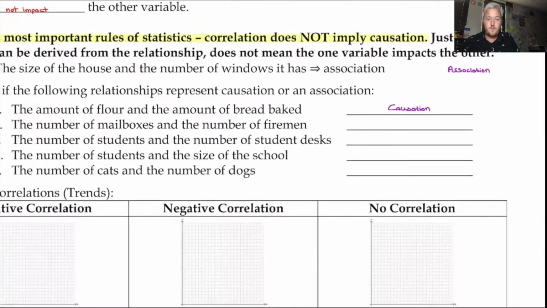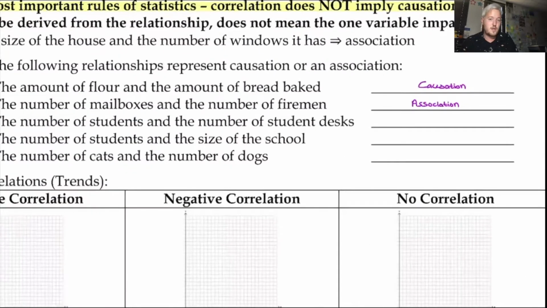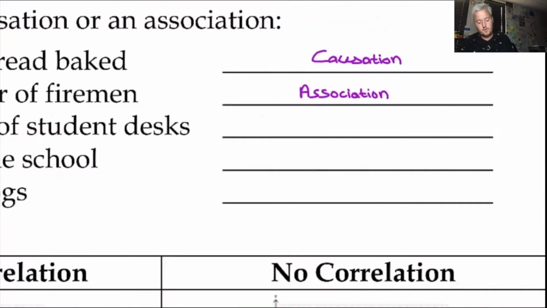All right, so the number of mailboxes and the number of firemen. Well, they don't necessarily impact one another, so that is what we call an association. So the number of students and the number of student desks. In this case, the more students I have in my classroom, the more student desks I'm going to need. If I have 20 kids in a room, I'm going to need 20 desks. If I have 30 kids in a room, I'm going to need more desks. So that is going to be a causation, which means those are related.